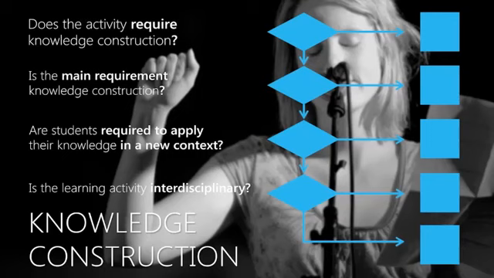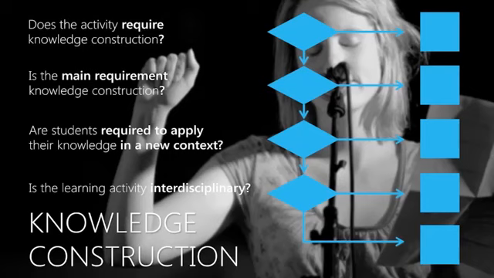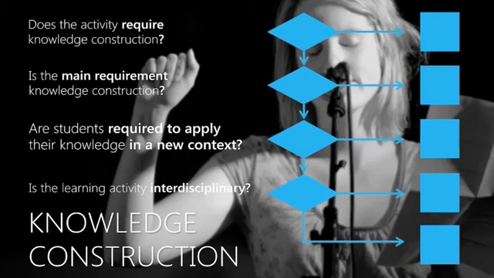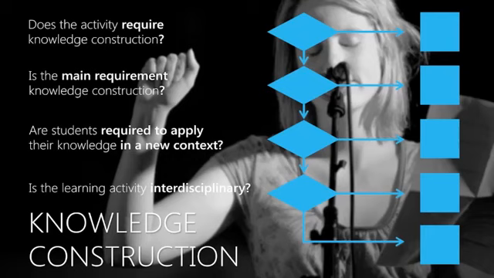The first question relates to whether the activity requires knowledge construction. The second is to determine whether knowledge construction is the main requirement of the activity. The third question asks if the students are required to apply their knowledge in a new context, and the fourth asks if the learning activity is interdisciplinary.